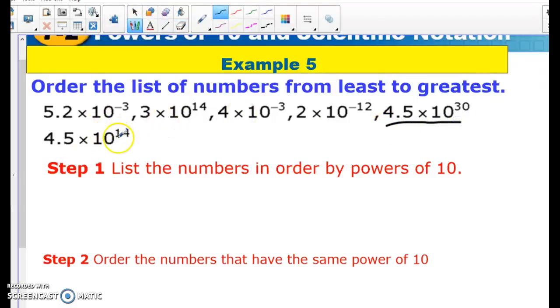Next biggest, we have 2 with 10 to the 14th power. So 4.5 is going to be bigger than 3. So that's going to be next. And then I have that one. Okay, so this is just how I do least to greatest or greatest to least problems.